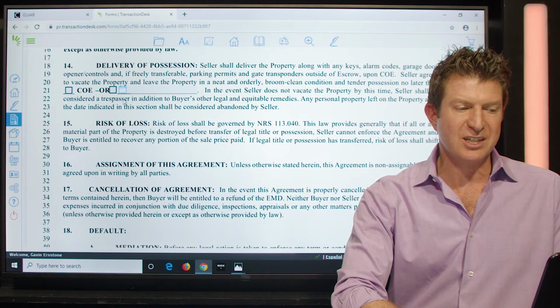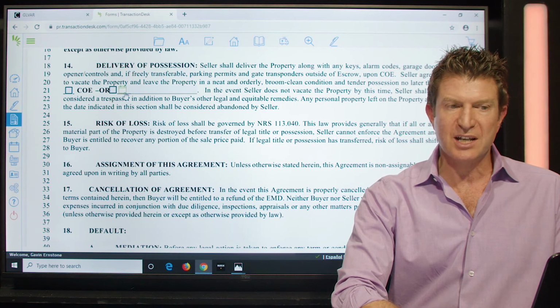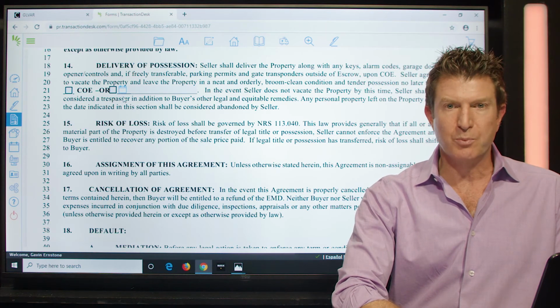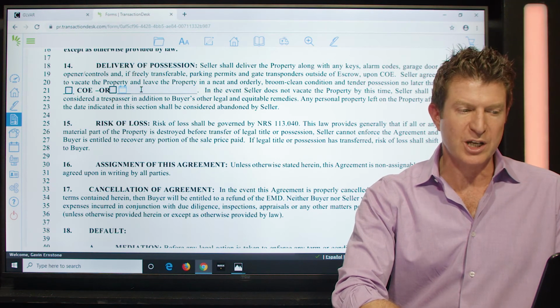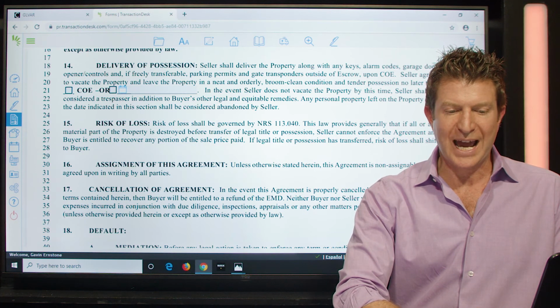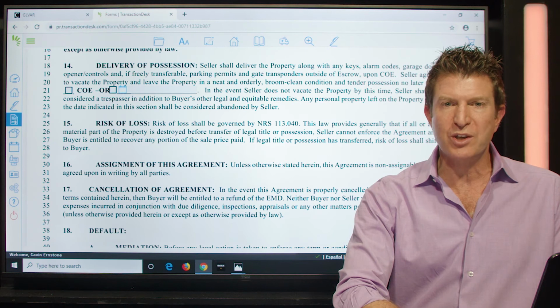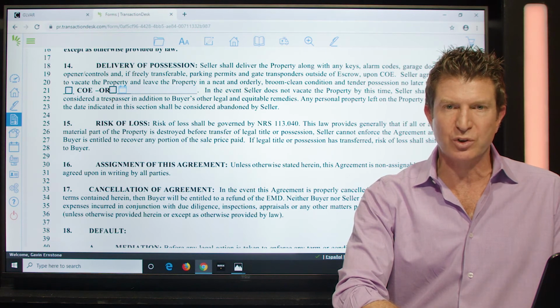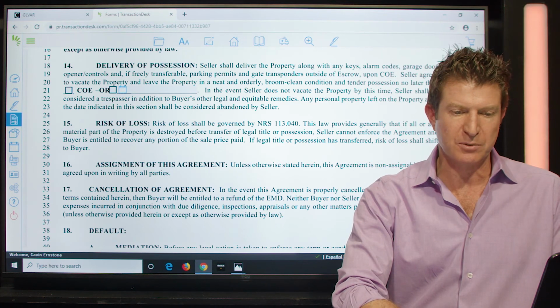Delivery of possession. This is when the closing is actually taking place, or if there's some kind of agreement to move in before or after, that's where you indicate it right there. If it's COE, that means when it actually records. It doesn't mean when your buyers sign and when your buyers send over the money. It means when it's actually recorded at the Clark County Recorder's Office.